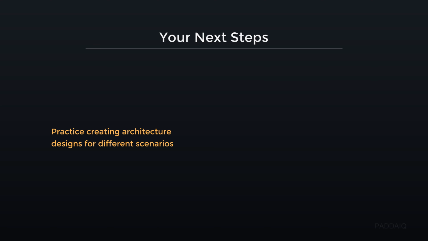Practice creating architecture designs for different scenarios. This means sketching out how SAP BTP services connect to solve a business problem. For example, design a system where a mobile app uses BTP to securely read data from an on-premise SAP system. Building these diagrams is the best way to turn concepts into practical skills.